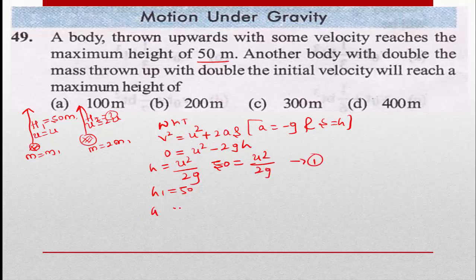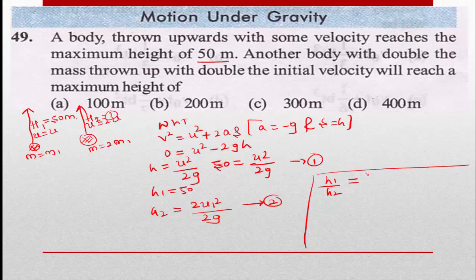And another height h2 is equal to, when the body moves with a double mass thrown up with a double initial velocity, then you can write this equation: 2u1 square divided by 2g. This is equation number 2. Dividing equation 1 by 2, we get h1 divided by h2 is equal to u1 square divided by u2 square. This is taken as u1 and this is taken as u2.